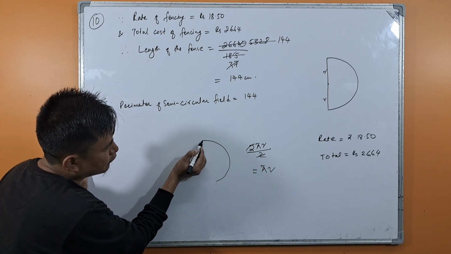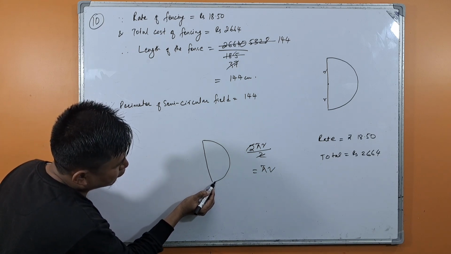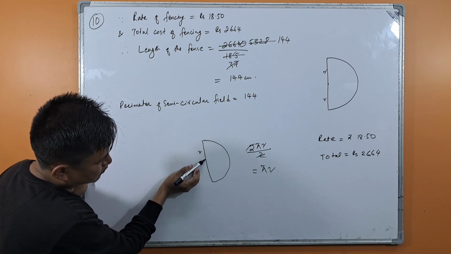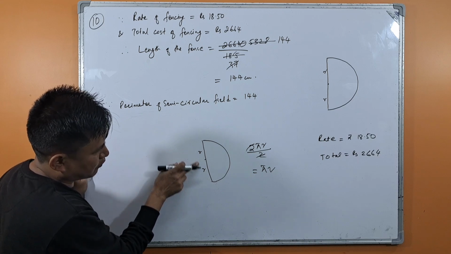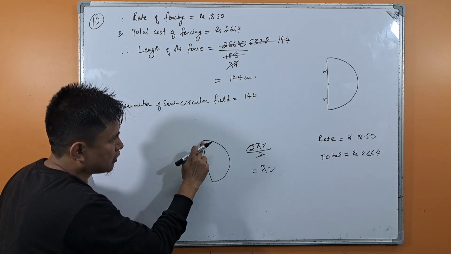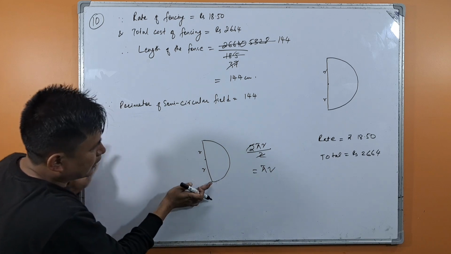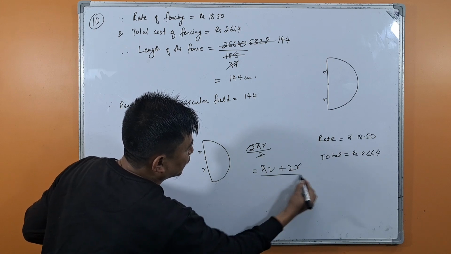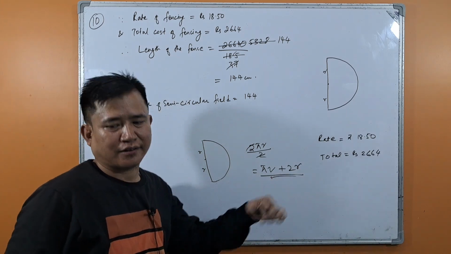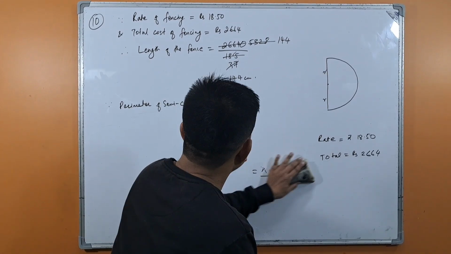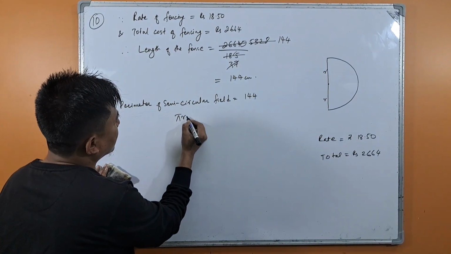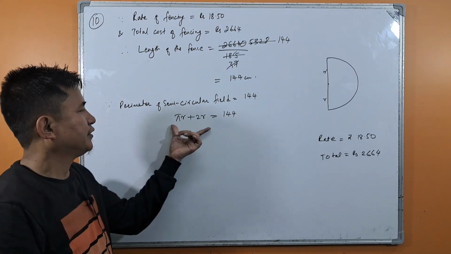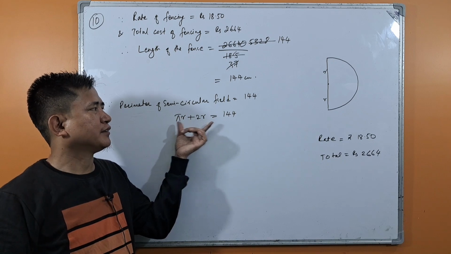But we have to fence this side also. From this point to this point is small r, and again from this point to this point is another small r, so r plus r is 2r. The length of this curved part is pi r and the length of this diameter is 2r. So the perimeter of the semicircular field is pi r plus 2r. I hope you understood this. Now pi r plus 2r equal to 144, as given.